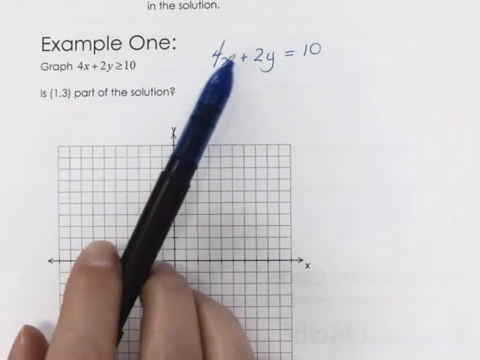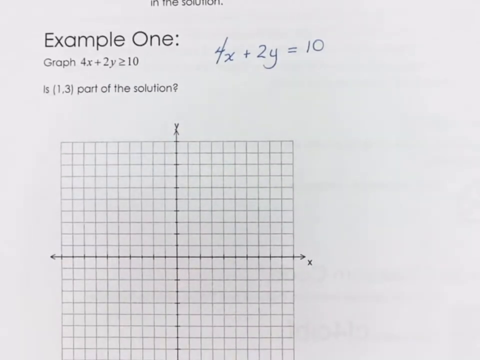Okay, anybody? Any suggestions on how we would do this? You could totally do a table of values. They'll never lead you wrong. I think for me, I'm going to rearrange this so it equals y. That's what I'm going to do because it makes more sense to me.